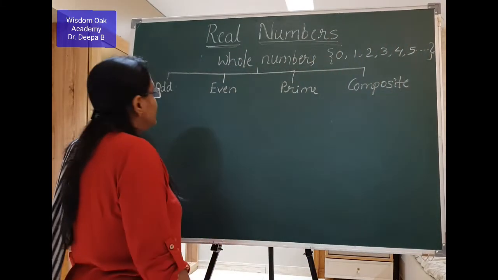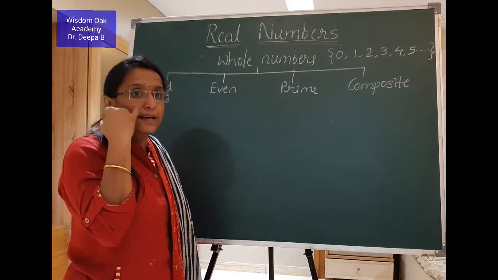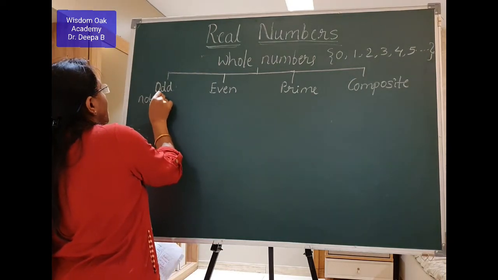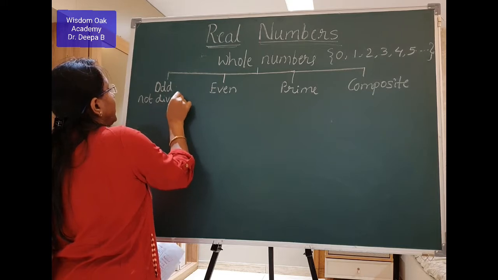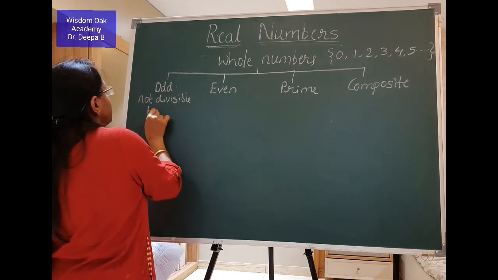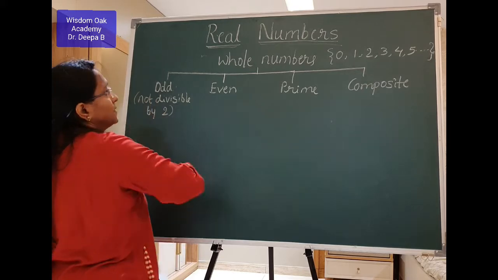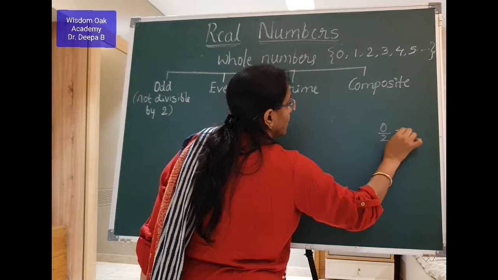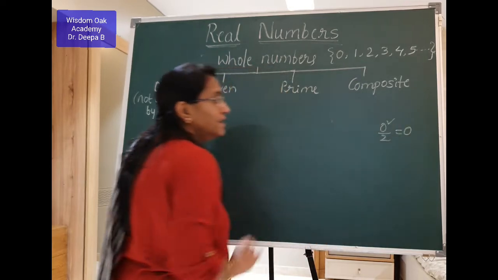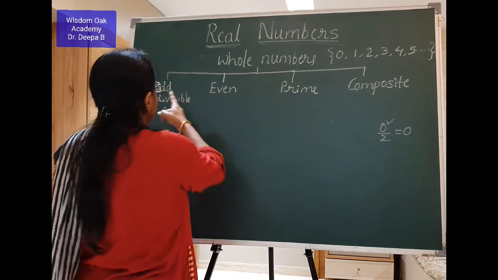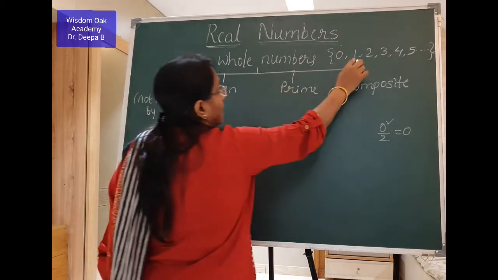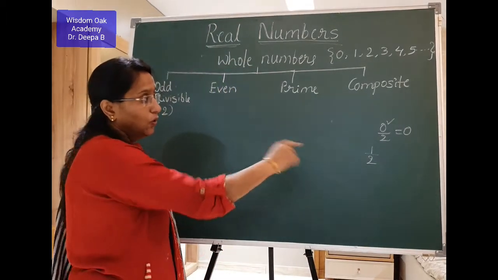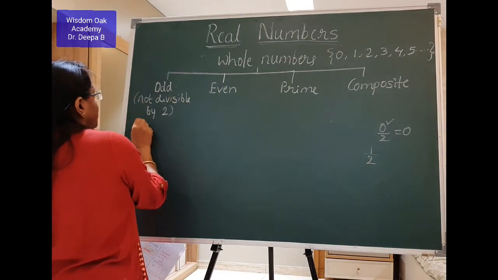Okay. So what is an odd number? An odd number is a number which is not divisible by 2. Such numbers are called odd numbers. Let us consider 0. 0 by 2 is equal to 0, so 0 is divisible by 2. So 0 is not an odd number. Then consider 1. 1 by 2. Is it divisible by 2? No. So 1 is an odd number.